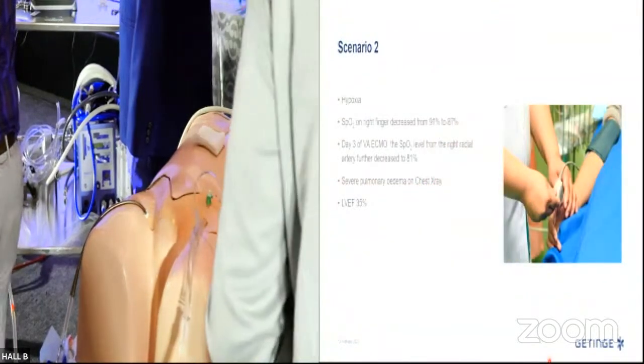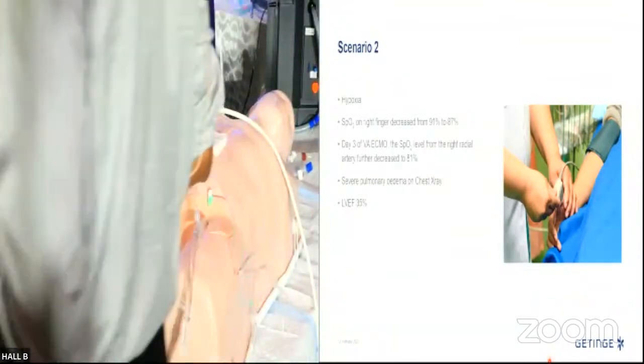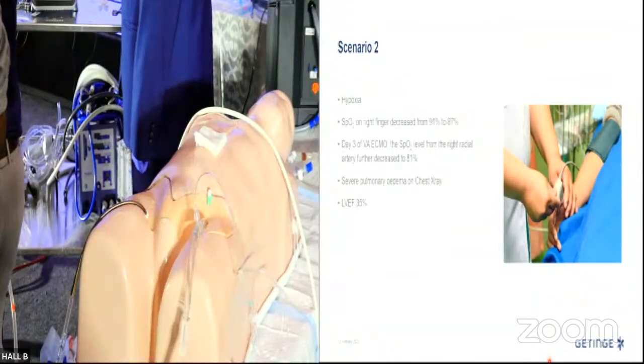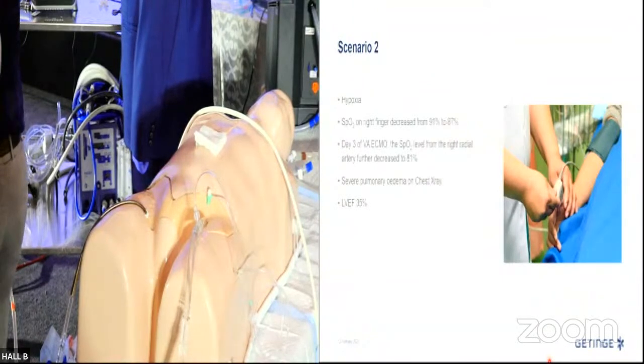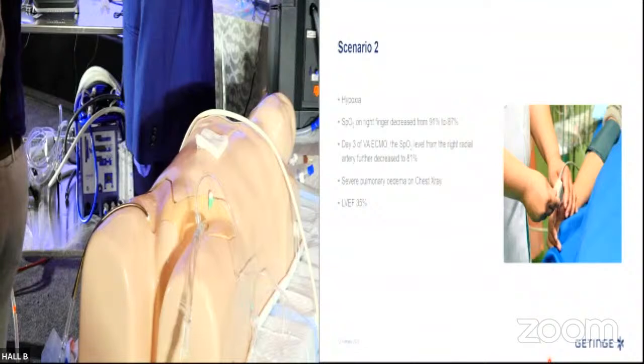So we have a scenario now. The patient has been initiated on ECMO but is still hypoxic. We find that the saturation has decreased from 91 to 87, and we are now on day 3 of veno-arterial ECMO.